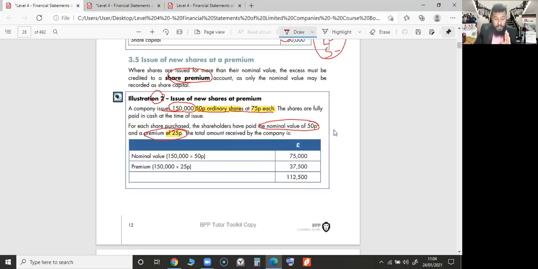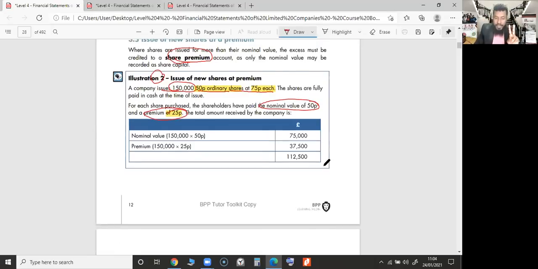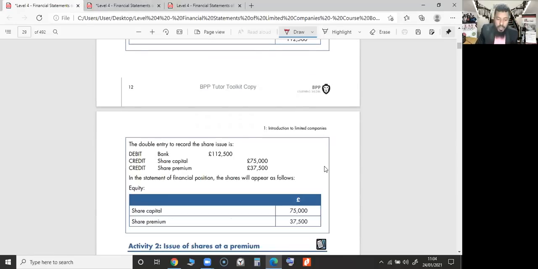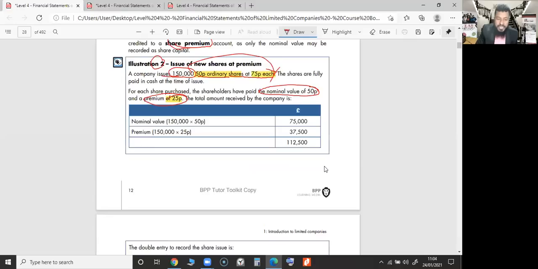Now, three things are happening here. Number one, money coming in, isn't it? By selling 150,000 shares at 75p, we got the money. But your share capital is going up, your share premium is going up. Let me show you the workings. Nominal value: 150,000 times 50p, 75,000, is your share capital. Premium is 150,000 times 25p, 37,500, is your share premium. That's the total money you received, isn't it?